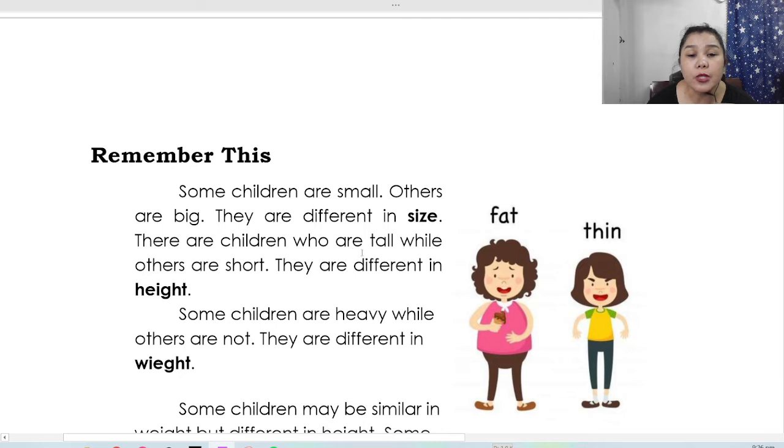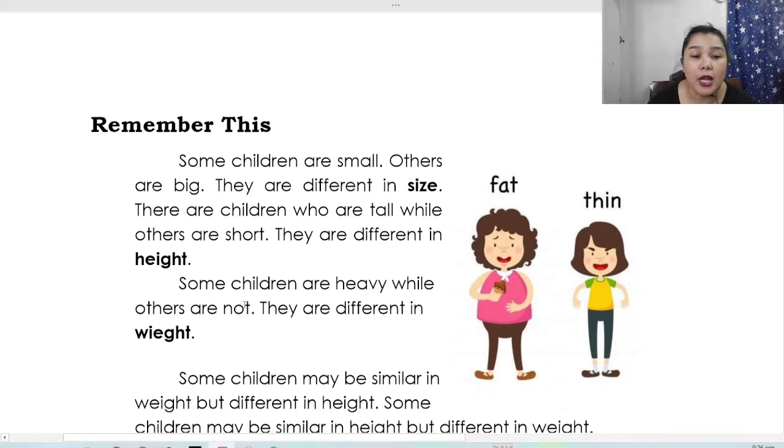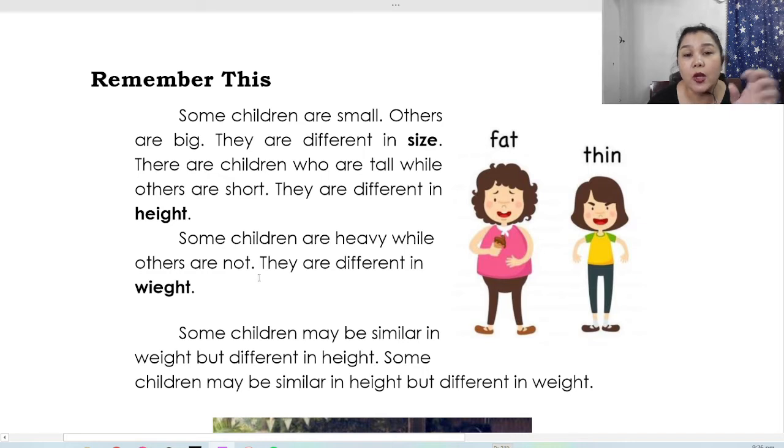So, there are children who are tall while others are short. They are different in height. So aside from differing in size, they also differ in height. And other than that, some children are heavy while others are not. If you talk about how heavy a child is, we are now after the weight. So I'd like to correct the spelling of weight. Try to remember that it should be W-E-I-G-H-T.